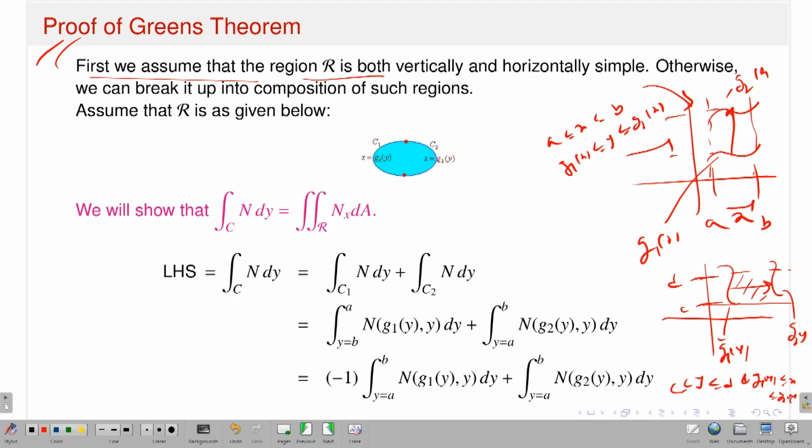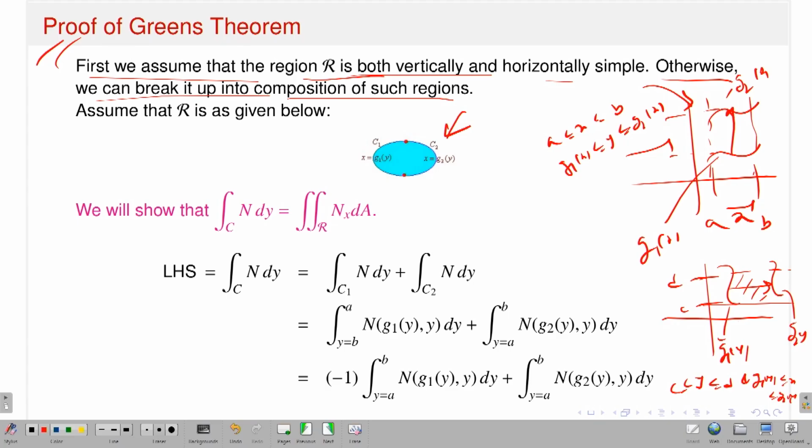So horizontally simple and vertically simple I know, but I am starting with a region R which is both vertically and horizontally simple, like this one. Okay. If you remember, when I talked about the example of a region which is both vertically simple and horizontally simple, this is the region you can have. So first assume that the region R is both vertically and horizontally simple. Otherwise, if that is not the case, then we can break it up into compositions of such regions. That means even if I am given a complicated region, I can break my region into finitely many regions which are both vertically simple and horizontally simple.